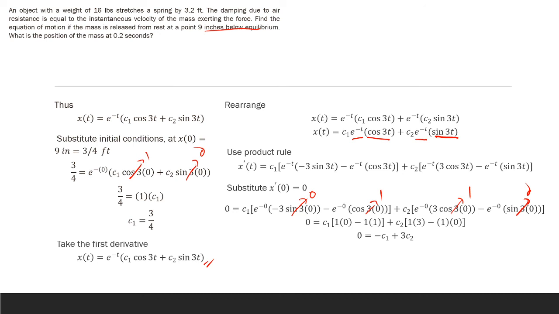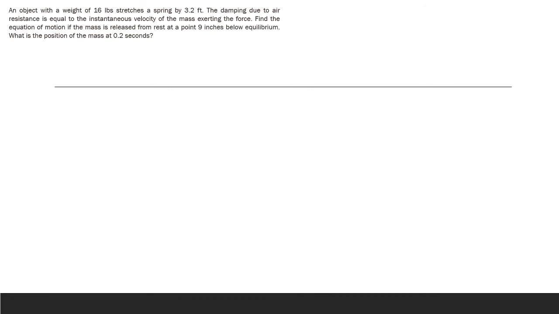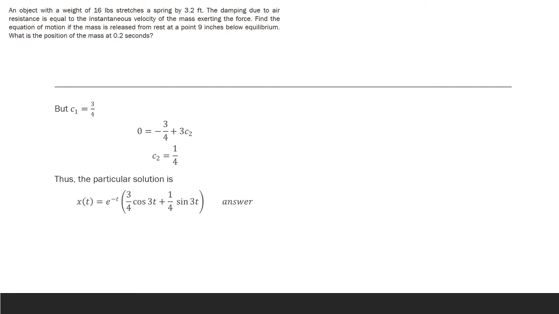But take note, we already know the value of c1, and that's 3/4. So we can solve for the value of c2. Since c1 is equal to 3/4, we have c2 is equal to 1/4. We can now solve for the particular solution by plugging in the values of c1 and c2. We have x of t is equal to e raised to negative t times 3/4 cosine 3t plus 1/4 sine 3t. This is our particular solution.